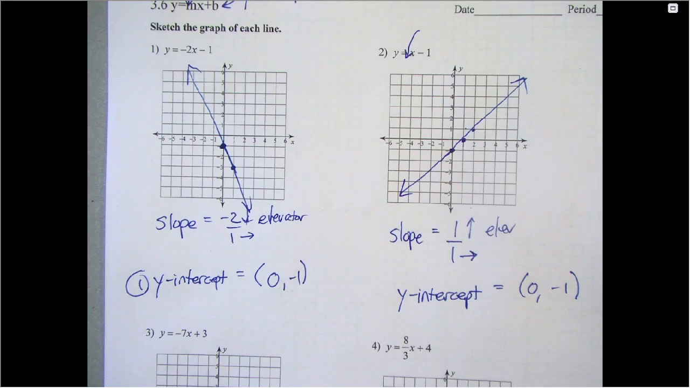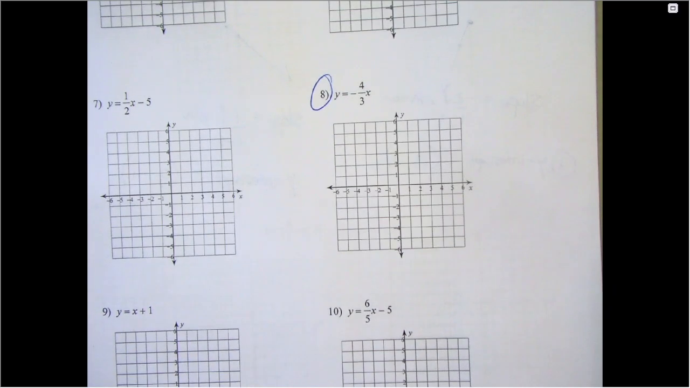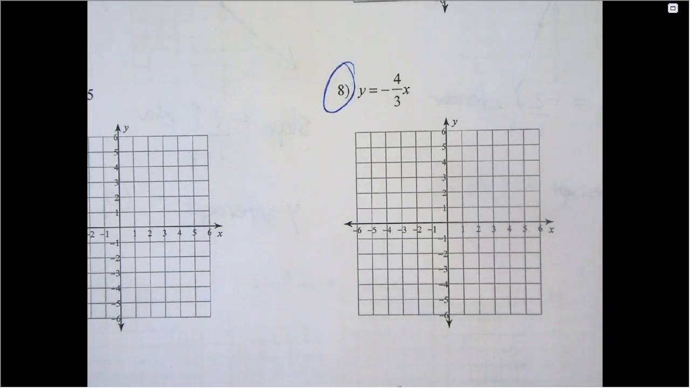I'm going to do 3 and 4 also, then let you guys do the rest. Well, maybe I should do different ones. Hold on. Let's look at 8. Go to 8, please. Alright. You insist.